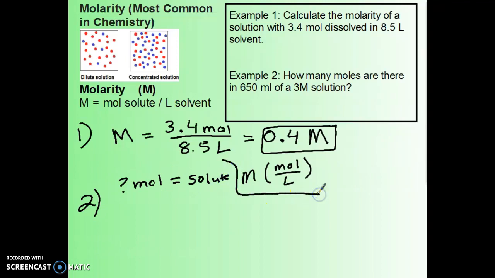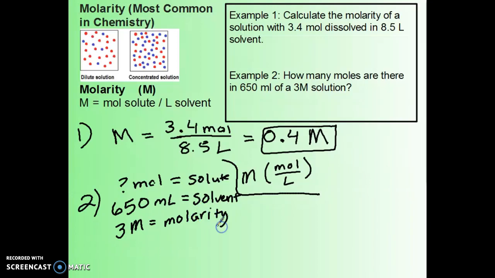I'm sorry, let me close that off. And we are given the 650 milliliters. That will be the volume of our solution, which is basically the same thing as the volume of our solvent. So we're given our solvent, and it tells us the concentration of our solution is 3 M, or 3 molar. Okay, so we're given these 3 pieces, so we're going to need to solve for moles of solute to get that by itself. So let's remember rearranging equations.